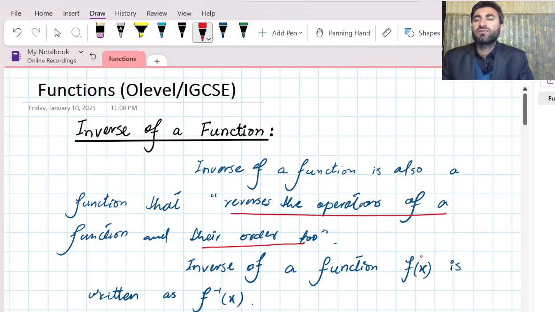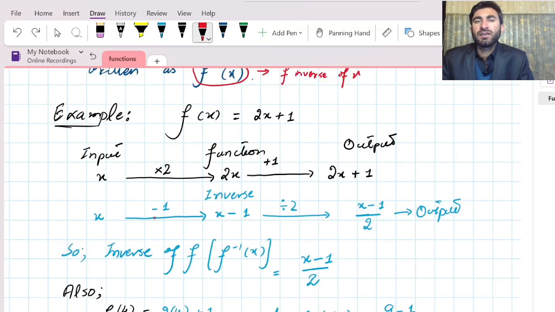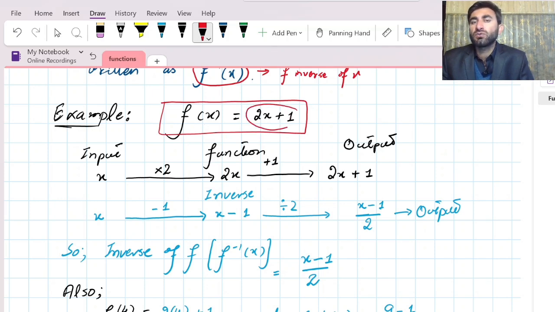The inverse of a function f of x is written as f raised to the power minus 1, and it is read as f inverse of x. Let's understand it with the help of an example. I have taken an example of a function f of x defined as 2x plus 1, and we know in this function x is the input of the function while the expression 2x plus 1 is the output of the function.